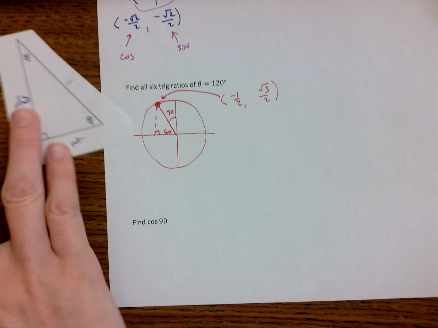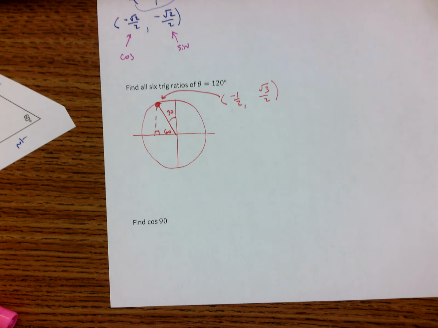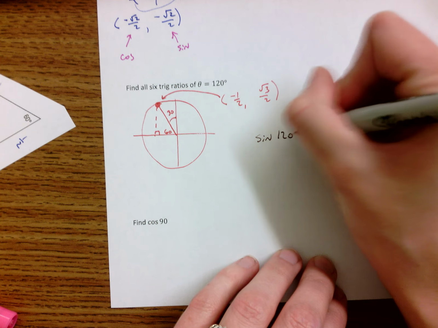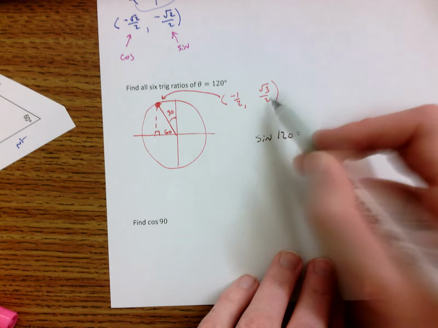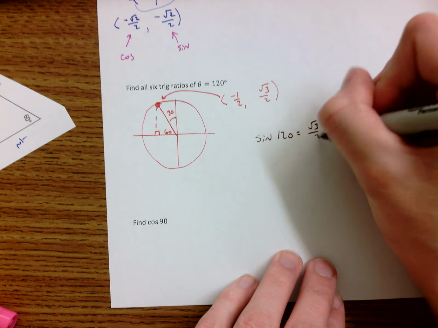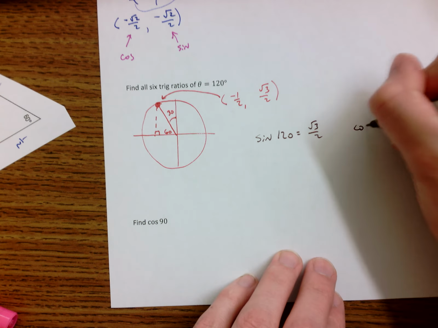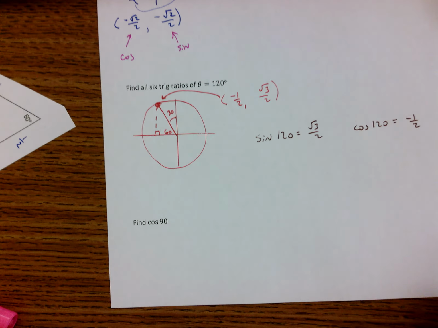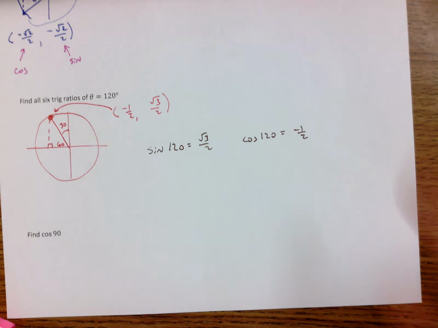All right, excellent. So once I know that, now finding the rest of my trig ratios is going to be fairly easy. So the sine of 120 degrees, remember it's cosine and then sine, so that'll be root 3 over 2. The cosine of 120 is negative 1/2. Okay, now I'm going to skip tangent for just a second. We'll come back to that one.